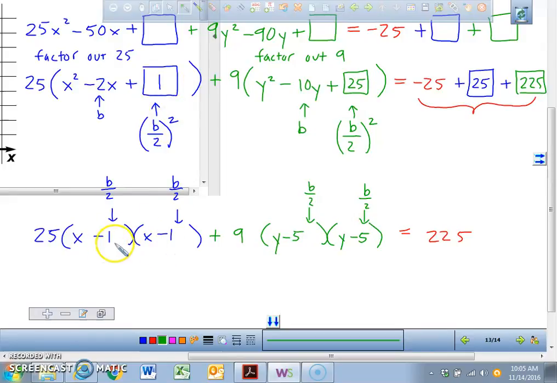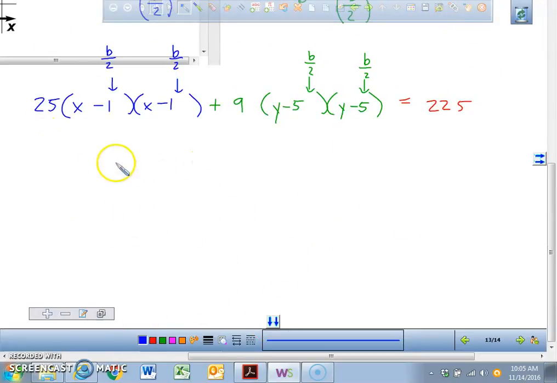What do these two numbers have to add up to equal? The b value. What do they multiply to equal? The c value. Okay? Now that you have this in your journal, you're going to simplify it even more. If you have x minus 1 times x minus 1, that's x minus 1 squared. If you have y minus 5 times y minus 5, that is y minus 5 squared. And what is that equal to here?